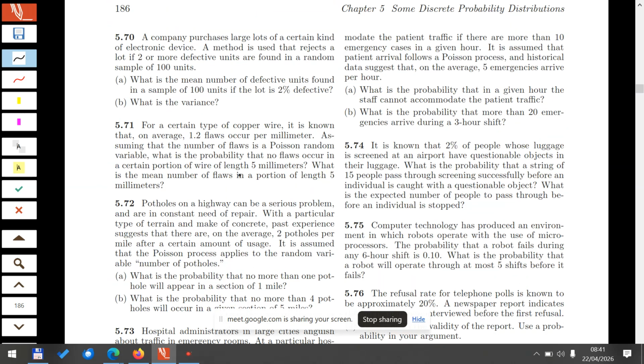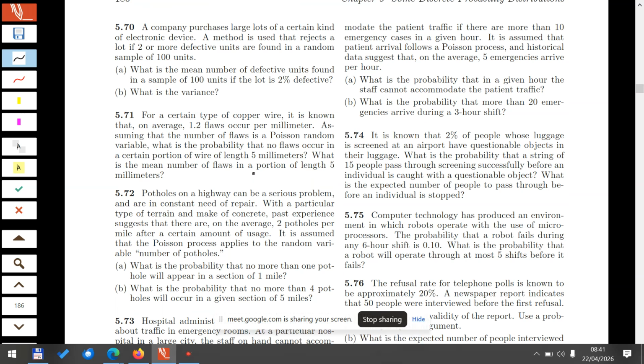Let's pick two more questions, right? How about this one, 5.71? So for a certain type of copper wire, you have a copper wire, right? Let's say I'm drawing a copper wire. It is known, and this is based on historical data about that copper wire, that on average, 1.2 flaws occur per millimeter.